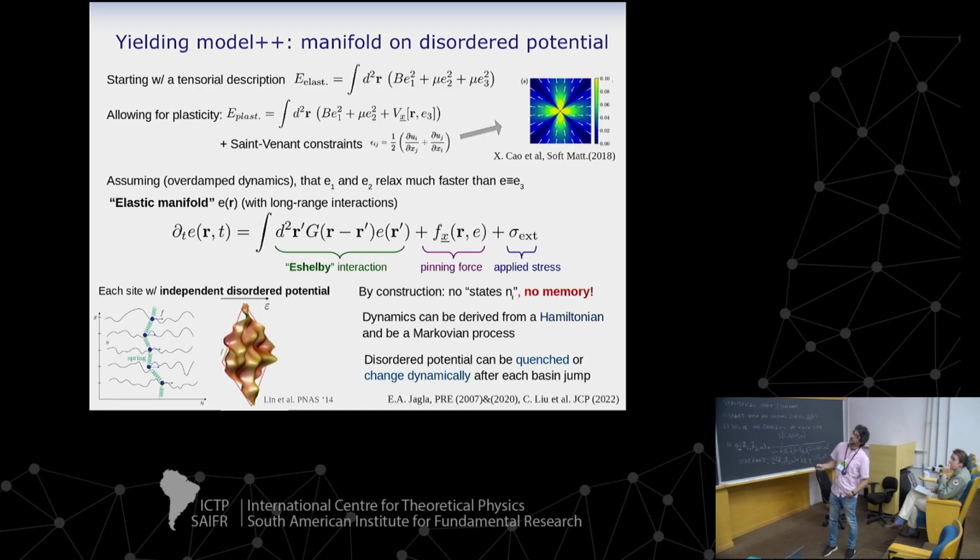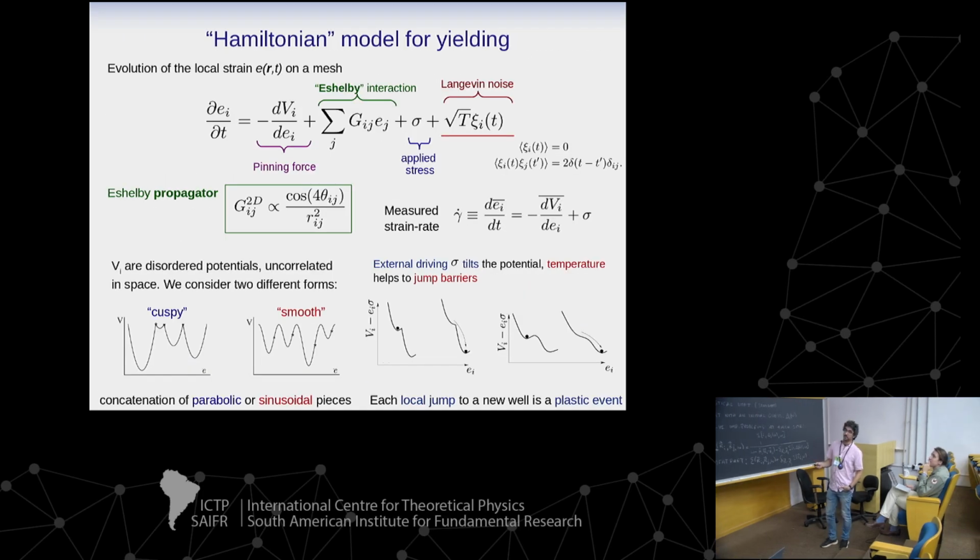We will think then of the yielding model, the amorphous solid, as an elastic manifold moving in disorder. And now we have the property that we can derive this dynamics from a Hamiltonian, okay? This is what I said before, but now we don't have the states N_i because it's just described by E. So we build the Hamiltonian model for yielding. And again, it's the same equation as before. This is the force coming from the disordered potential, the Eshelby interaction, the global driving, applied stress, and we could add a Langevin term for temperature now, okay?